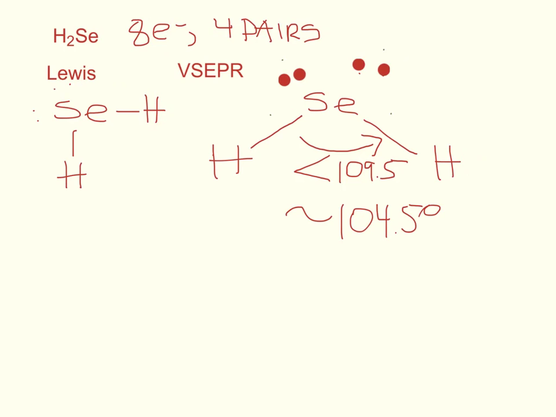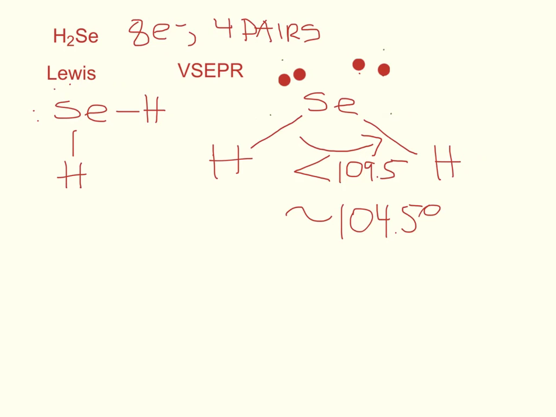And the reason for this 104.5, which is not a typical tetrahedral geometry, is because we have these lone pairs that are pushing these bonding pairs closer in. So that's why this angle right here gets smaller than 109.5.